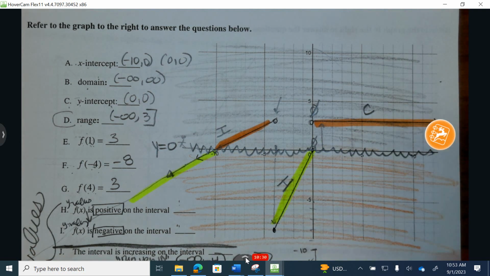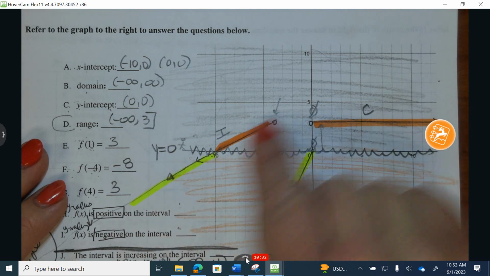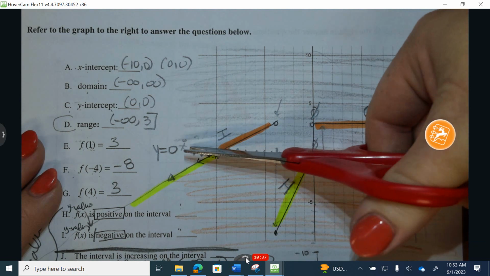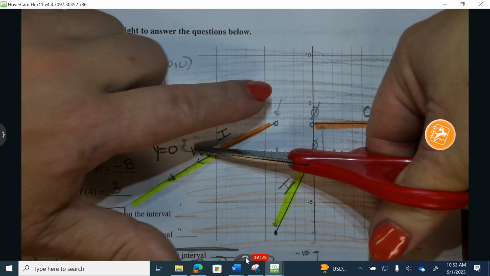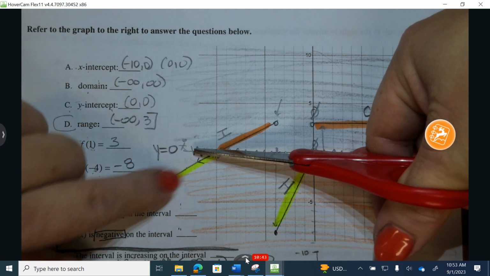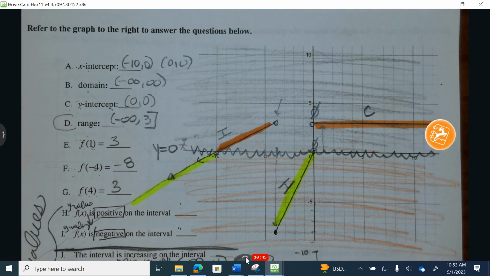intervals. Now, some students get confused. They're like, but isn't this all one portion? It is. But it's like I took a scissors and I cut it right here. It's a piece of string. And I cut it to separate where this portion is positive for y's and where this portion is negative for y's. So let's get started.